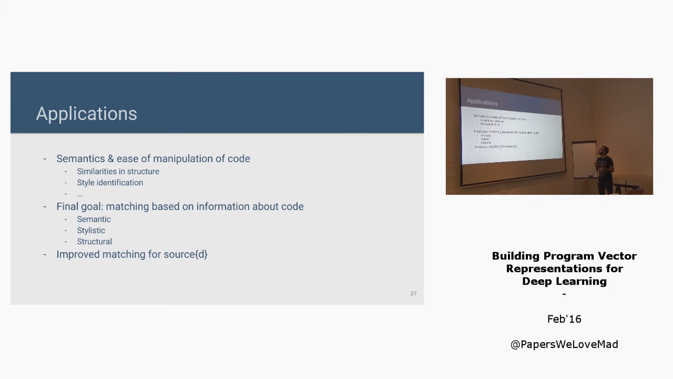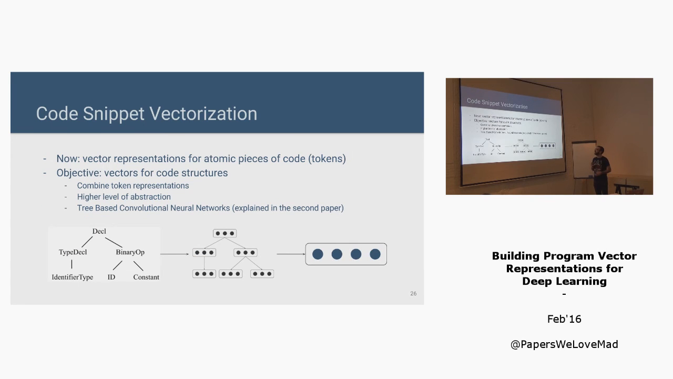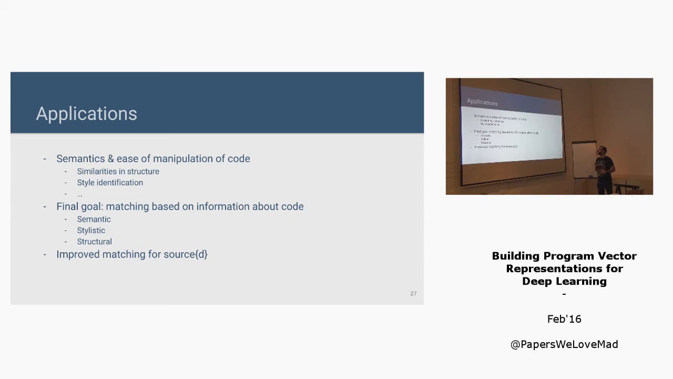So basically what we want to do is this kind of matching based on semantic information about the code, stylistic, structural, these kinds of things that we as humans do. Can we teach a machine how to do that? For that we need the representation of at least functions or chunks of code. And in the end, for us it's improving our matching.